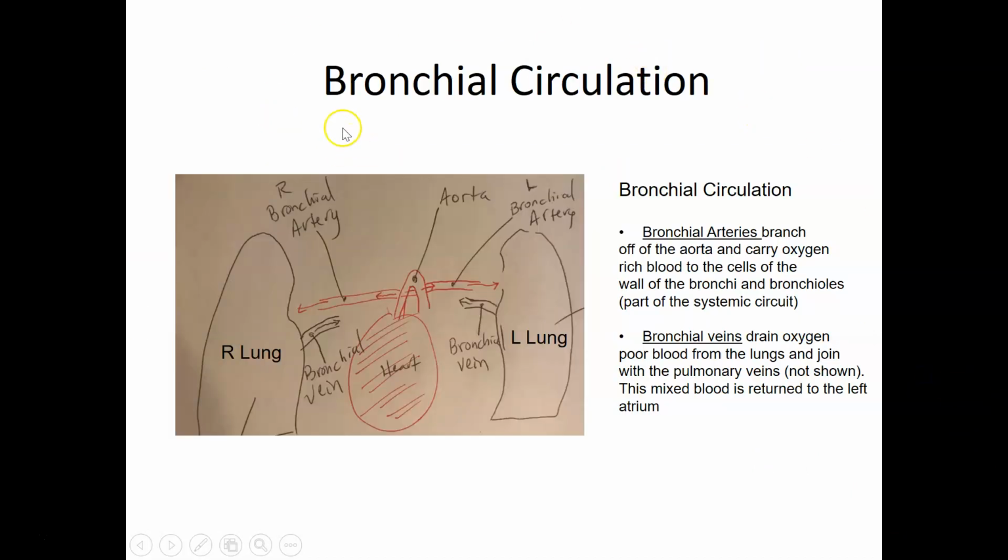Now the bronchial circulation, and this is my highly technical drawing of the bronchial circulation. The bronchial circulation is a branch of the systemic circuit. It has bronchial arteries, which branch off of the aorta. They're carrying oxygen-rich blood into the lungs, and this oxygen-rich blood is going to supply the cells of the wall of the bronchi and the bronchioles. It's delivering oxygen and nutrients to those cells.